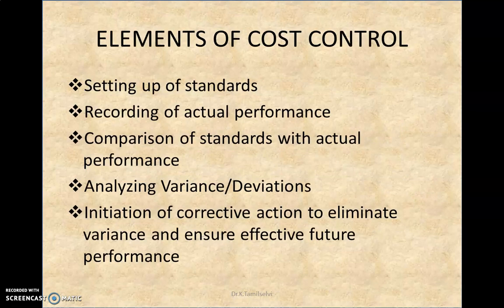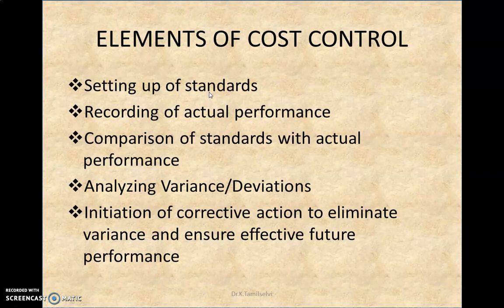Next, elements of cost control. The first one: cost control is exercised through setting up of standards or norms or targets. Here you must understand the term standard. It is a predetermined cost which determines what each product or service should cost under certain situations. Then select a yardstick for measuring the standard. Then ascertain the actual performance.